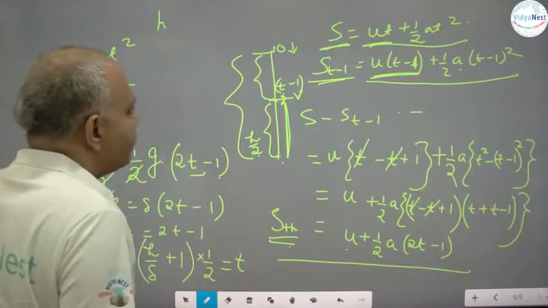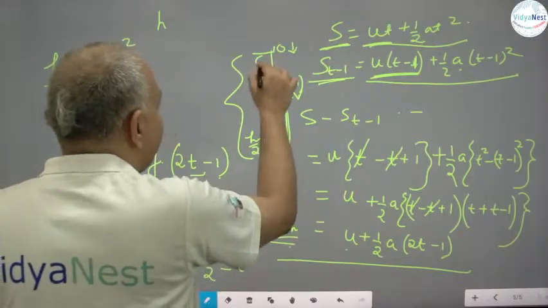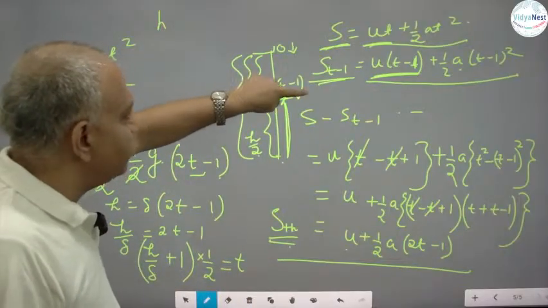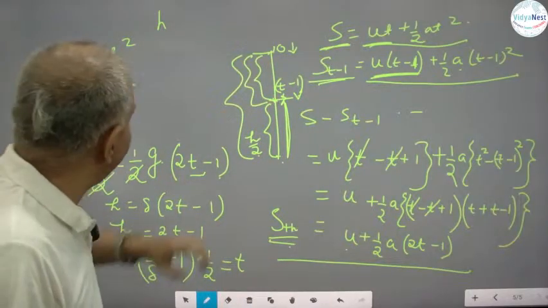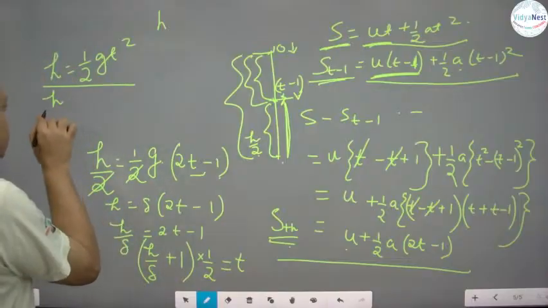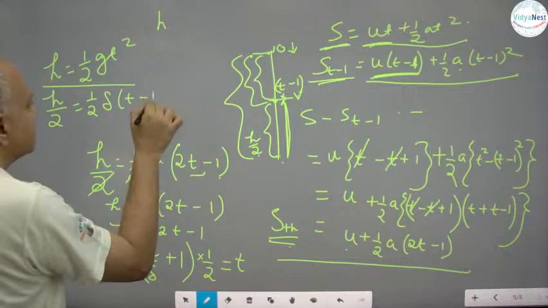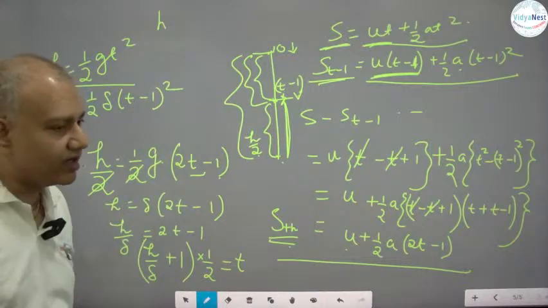Now, if I consider this h by 2, this half portion, because within a time of t minus 1, it has traveled h by 2 length. So we can write like this way: h by 2 is equal to half g into t minus 1 whole square, isn't it?